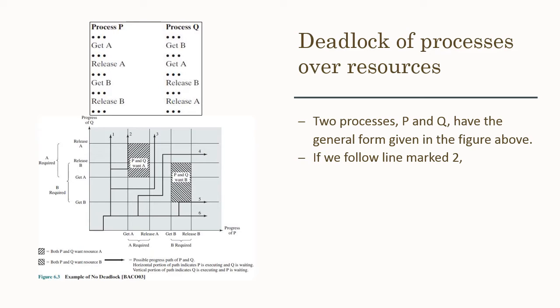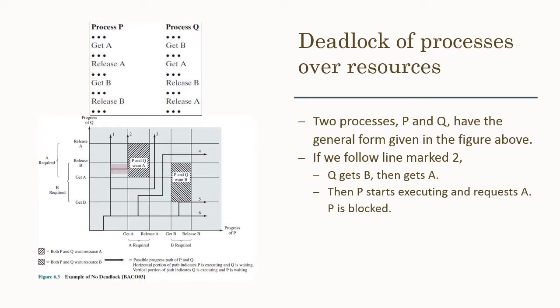If we follow the line marked 2, Q gets B and then gets A, then P starts executing and requests A. P is blocked because A is with Q. Then Q releases B, then it releases A. Now P can get A and execute.